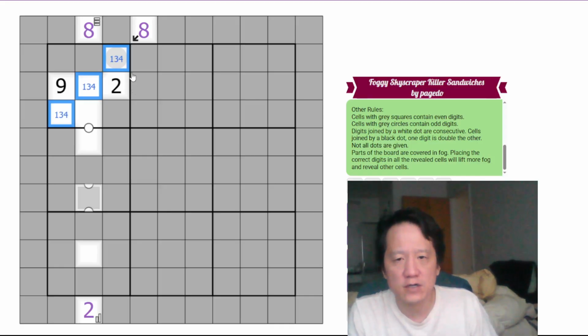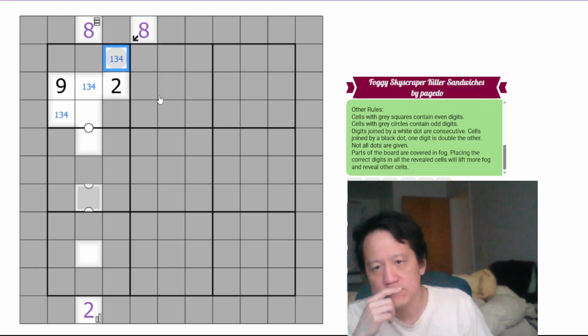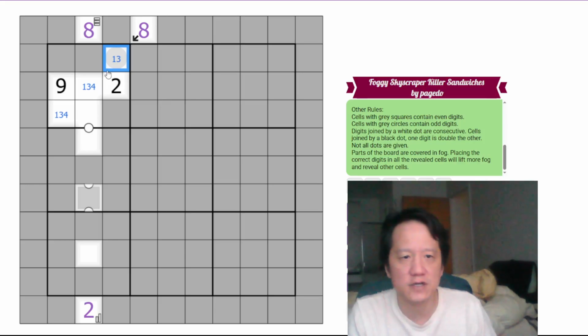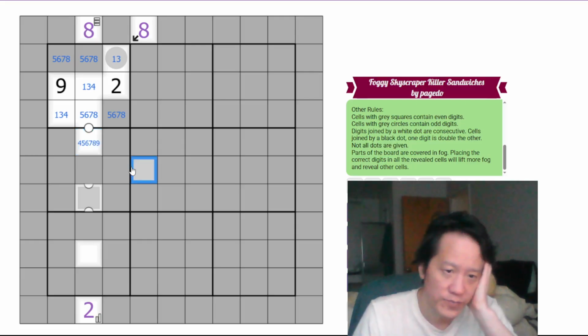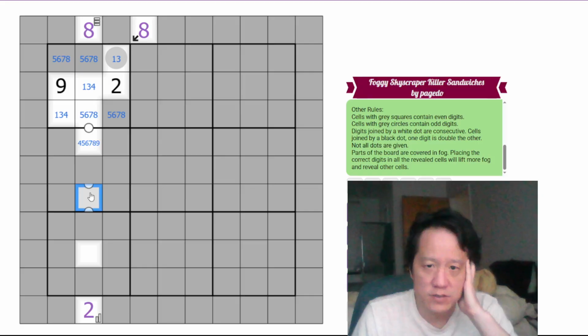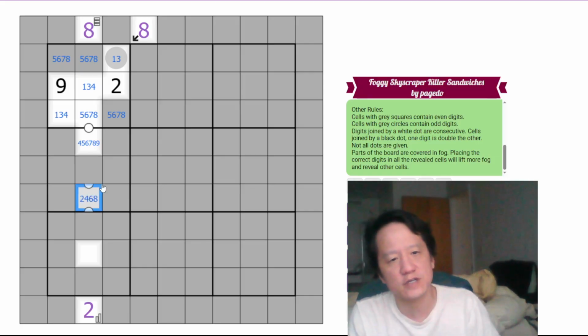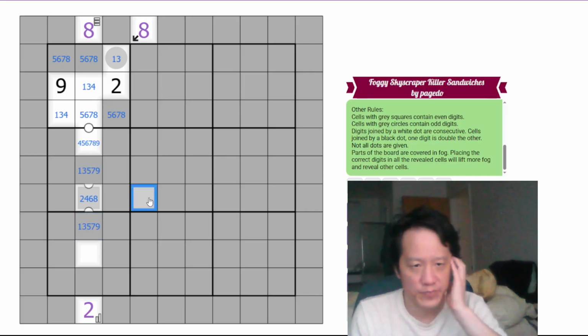All gray cells contain odd digits, so this cannot be even, so this is odd. The remaining digits in this box have to be 5, 6, 7, 8, right? So this is 5, 6, 7, 8. This is consecutive with 5, 6, 7, or 8. So it's 4 through 9 here. This is an even digit. So this is 2, 4, 6, or 8, which means it's between 1 and 3. 1, 3. These have to be odd digits then.